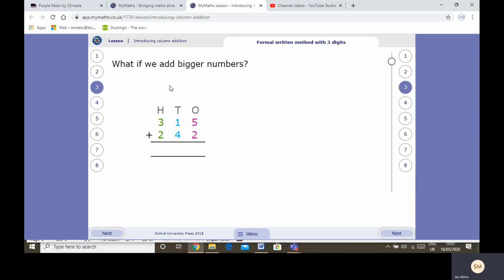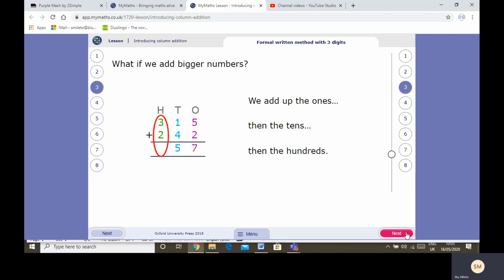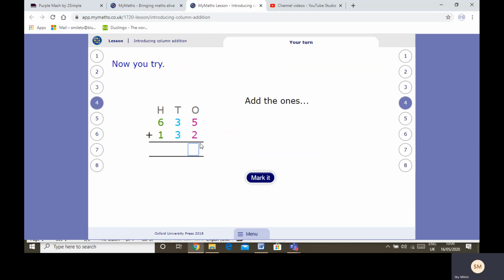Now, we can do the same with bigger numbers. Now we've got a hundreds column, a tens column, and a ones column, but it's exactly the same principle. We add up the ones, then we add up the tens. So 1 ten plus 4 tens equals 5 tens, which is representing the number 50. And then 300s plus 200s equals 500s, which this 5 is representing 500. 557. Voila. Good word, voila. It means there you go.